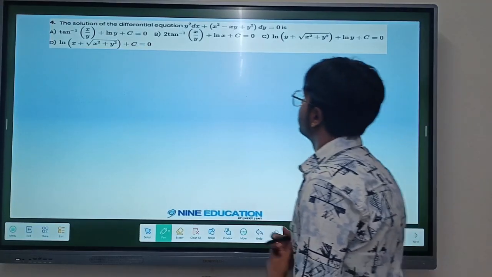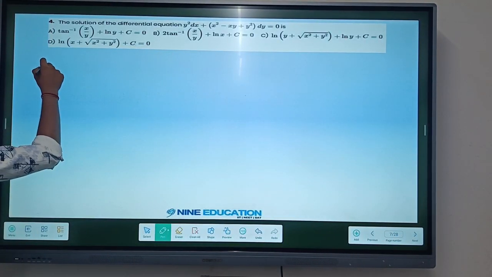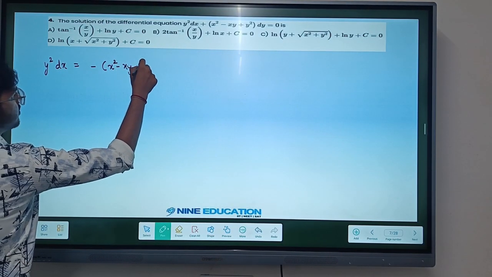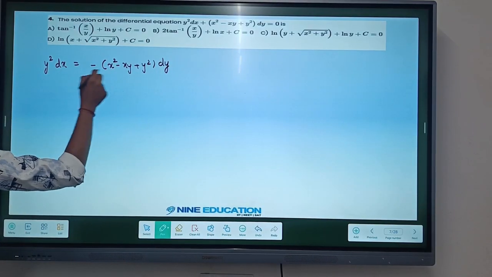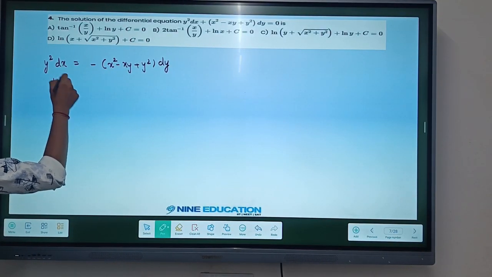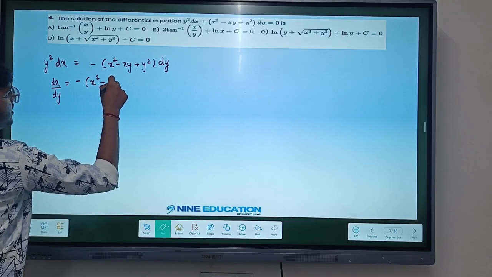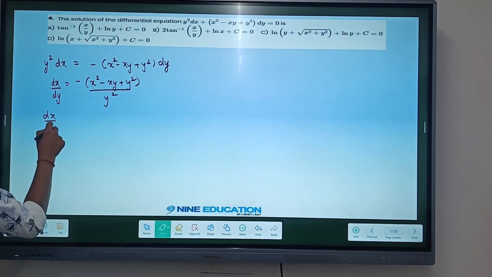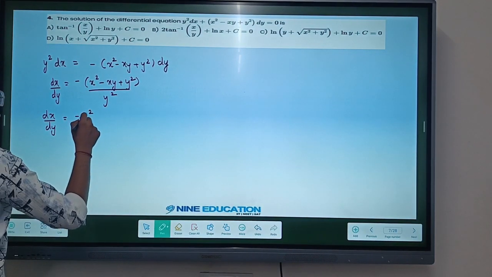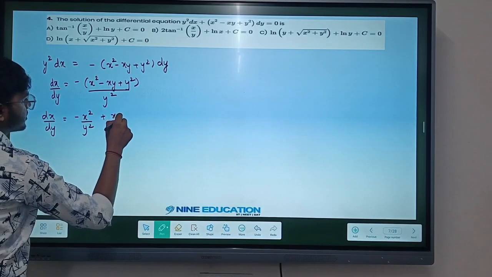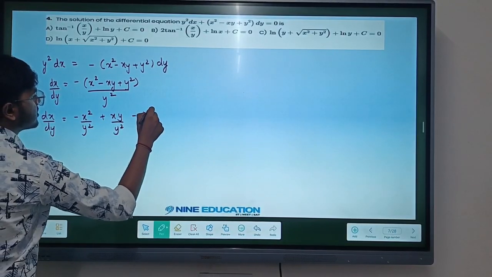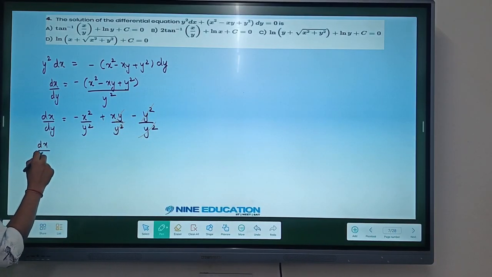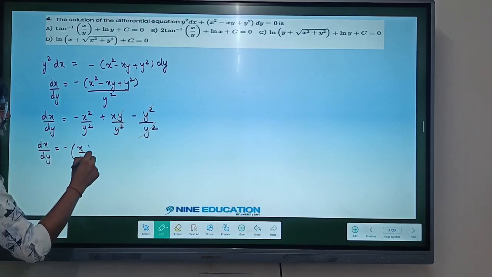Okay, for the next question of differential equation, what we can do is, let's write it as y square dx equal to minus of x square minus xy plus y square dy. So we can write dx by dy, this y square goes down, minus x square minus xy plus y square divided by y square. So dx by dy is equal to minus x square by y square plus xy by y square minus y square by y square. So y square cancels.